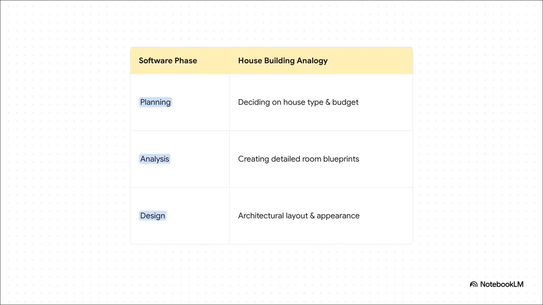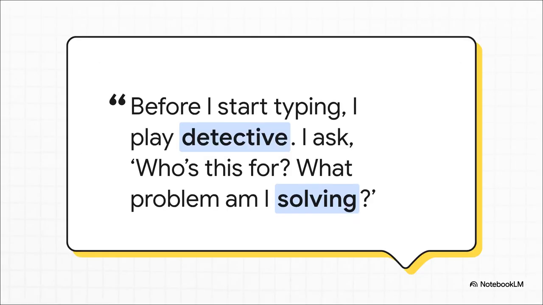Think about it. Planning? That's you deciding, hey, I want a 3-bedroom house, and here's my budget. The analysis phase? That's like getting the detailed blueprints drawn up for every single room. And design? Well, that's the architect actually figuring out the layout and how it's all going to look. All of a sudden, these abstract words feel real. I absolutely love this way of thinking.